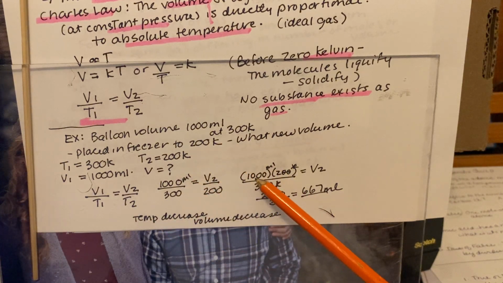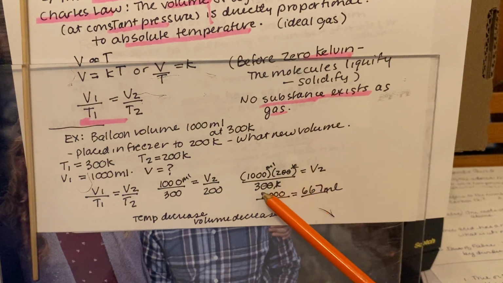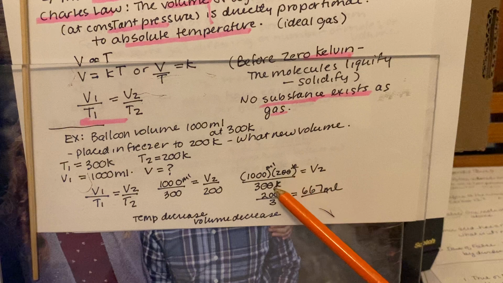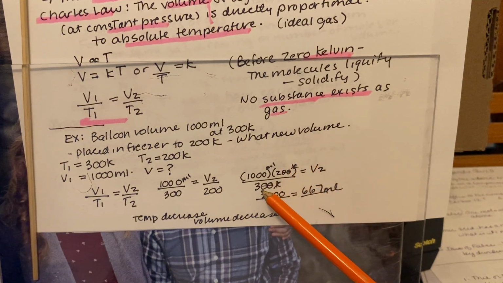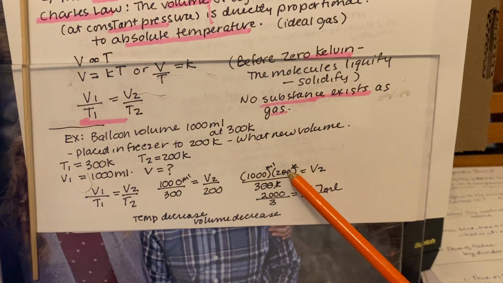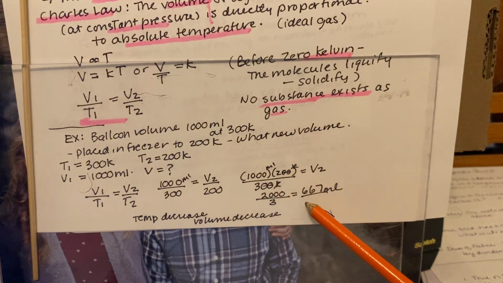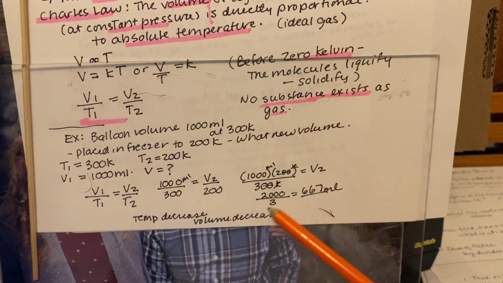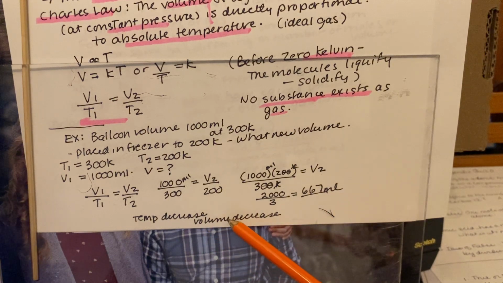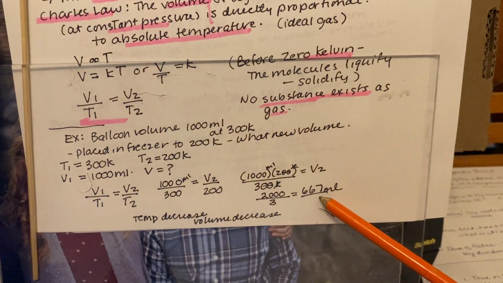Then you just fill in the blanks. 1,000 milliliters, 200 Kelvins, 300 Kelvins. You can cross out the Kelvins because you've got one on the top and one at the bottom. I crossed out two of these zeros and two of these zeros. So you have 1,000 times 2 is 2,000, divided by 3, which is 667 milliliters. As temperature decreases, volume decreases. Yes, the volume decreased from 1,000 to 667.